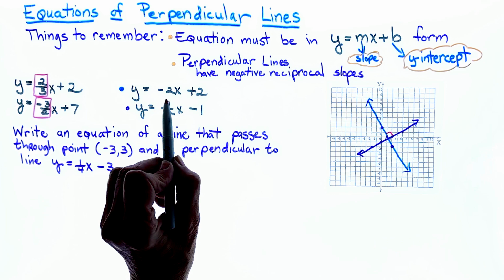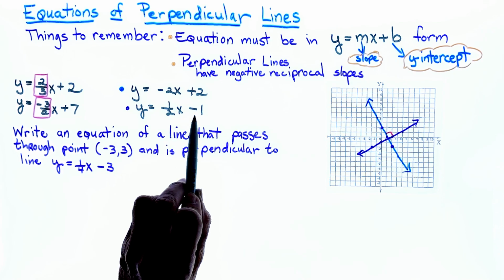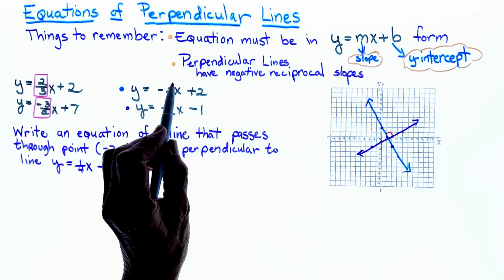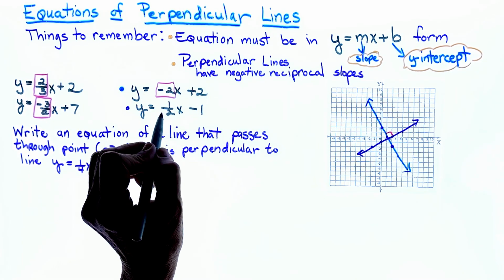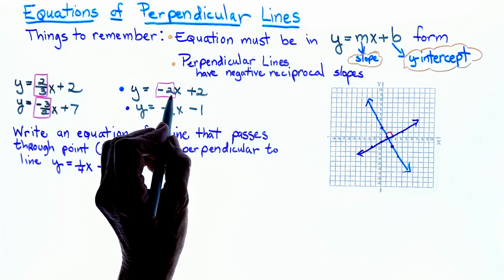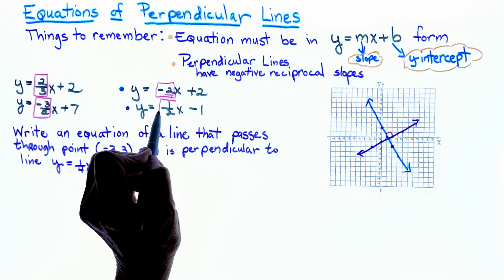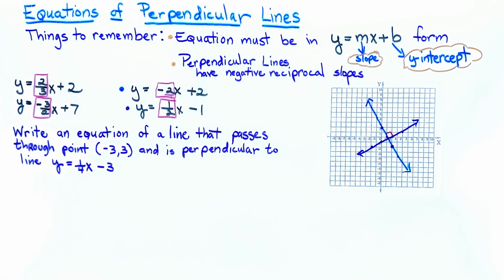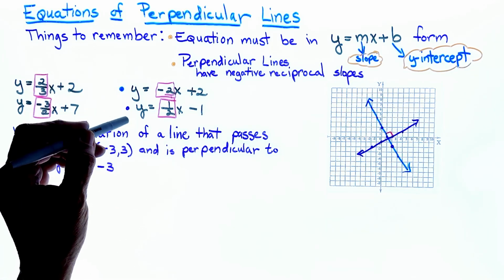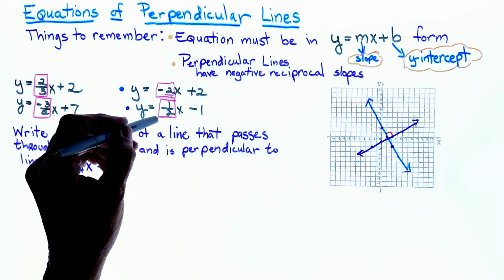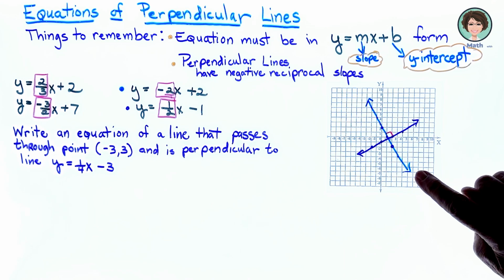y is equal to negative 2x plus 2, and y is equal to 1/2 x minus 1. I'm going to box my slopes. Here we start off with a negative 2, and notice that the negative 2 always has an understood 1 under it. So the slope of a line that would be perpendicular to negative 2x plus 2 would have a slope of 1/2.